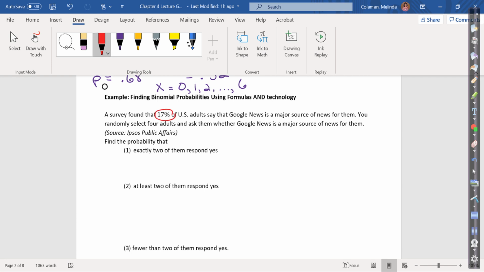So a survey found that 17% of the U.S. say Google News is a major source of news for them. You randomly select 4 adults and ask them if Google News is their major source. Find the probability that exactly 2 said yes. So we need to figure out our N. N in this case is 4 adults. The probability of a success is 0.17. The probability of a failure is 0.83. And in this case, X is equal to 2, because I want exactly 2 of them.